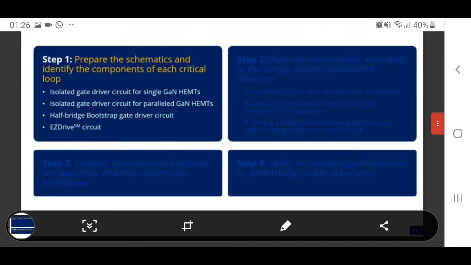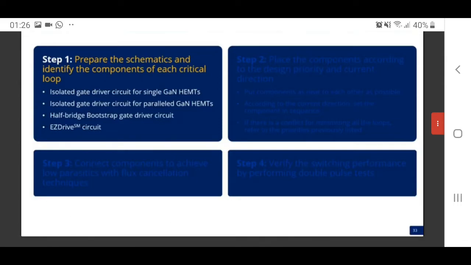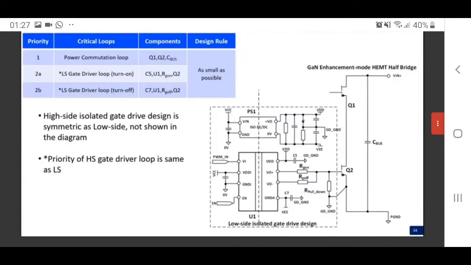Step 1. Prepare the schematics and identify the components for each critical loop. We listed different gate driver circuits for different applications. This page shows a typical isolated gate driver circuit for a single GaN device. In the table, we listed the priority and components for each critical loop.